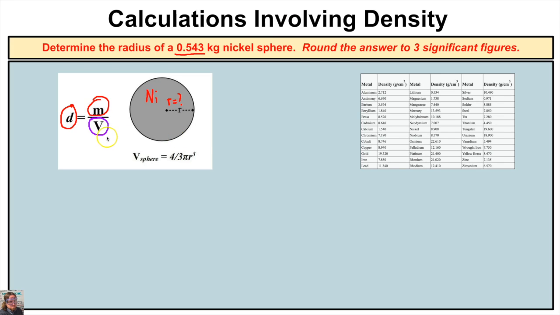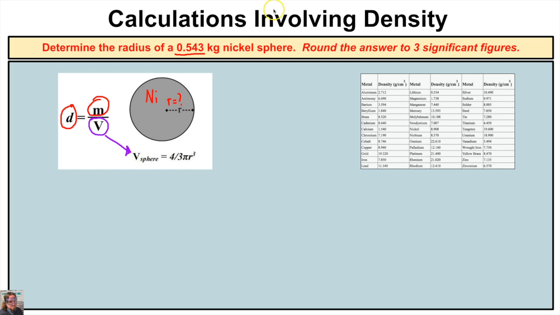Once we're done finding the volume of the sphere, we will then plug that value into the volume of a sphere formula, and then we will end up solving for r. The volume of a sphere is equal to 4/3 pi r cubed. So we'll find the volume using the density formula, plug it into the volume of a sphere formula, and then solve for r.